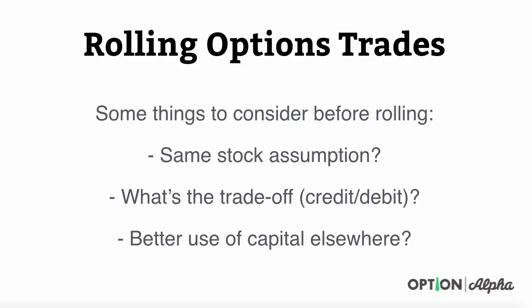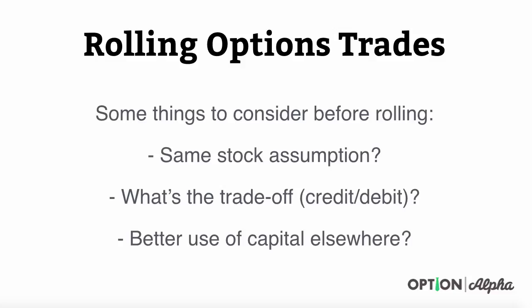I think people, when they get started with rolling options and learn about it, feel like they can roll every position, but it's not meant for every single setup. So one of the things you can ask yourself first is, do you have the same stock assumption? Meaning, if you were originally bullish on a trade, are you still bullish on that trade? Do you still think the stock is going to go higher?